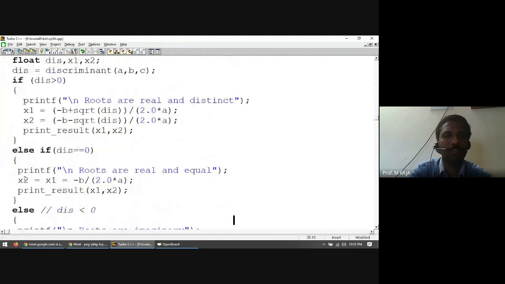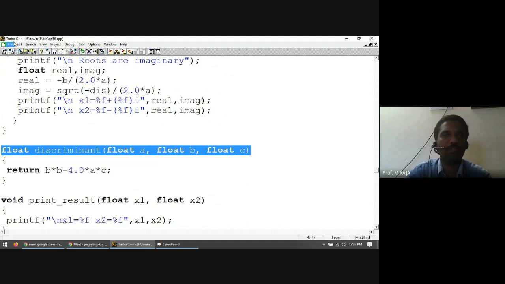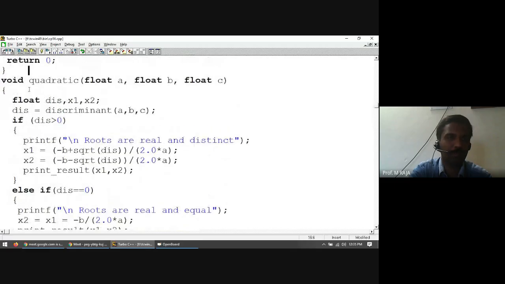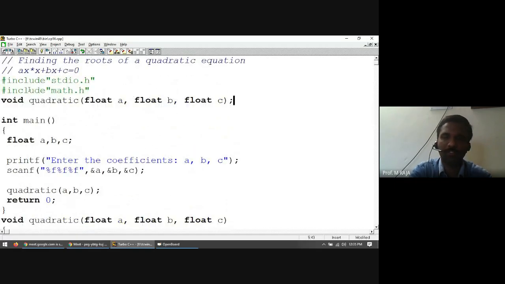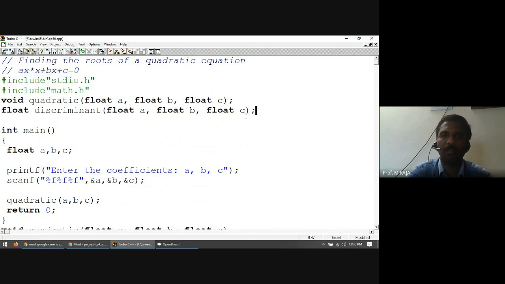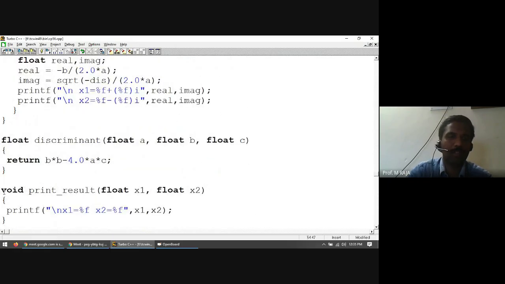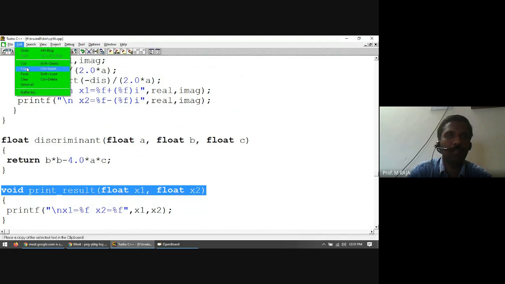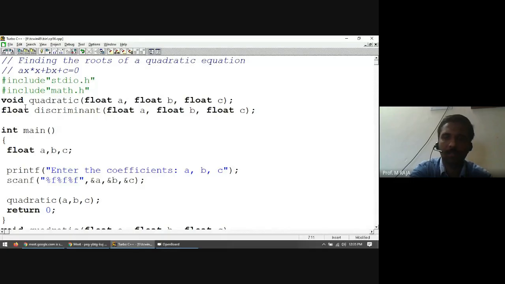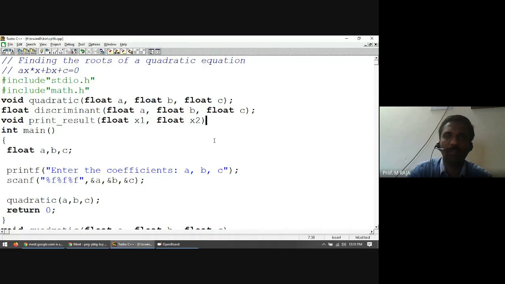Likewise, the remaining two functions. Float discriminant, float A, float B, float C, edit, copy, scroll up. After this, edit, paste, put a semicolon at the end. Then print result x1 comma x2, edit, copy, edit, paste, put a semicolon at the end.